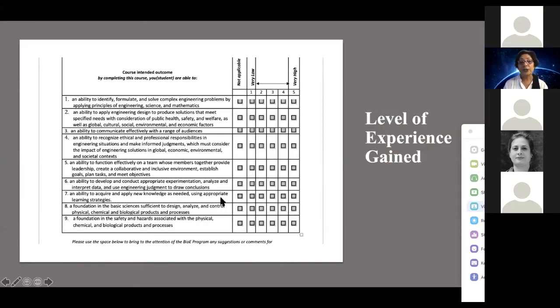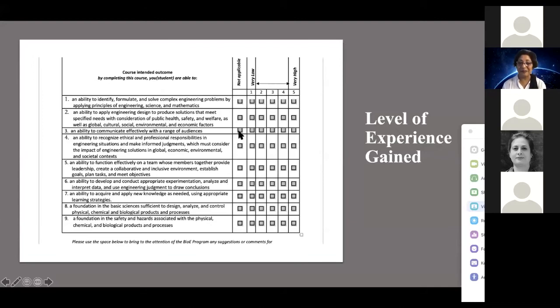Here I have given you an example. This is my form that I give to my students. So for example, these are all the ABET accreditation objectives. Okay, and I put them in line. And for example, I ask them about an ability to communicate effectively with a range of audiences. And students are filling this out anonymously. So they can say, not applicable. Because if I have not done any presentations in my class and not given them a chance to communicate with a range of audiences, then they put not applicable.